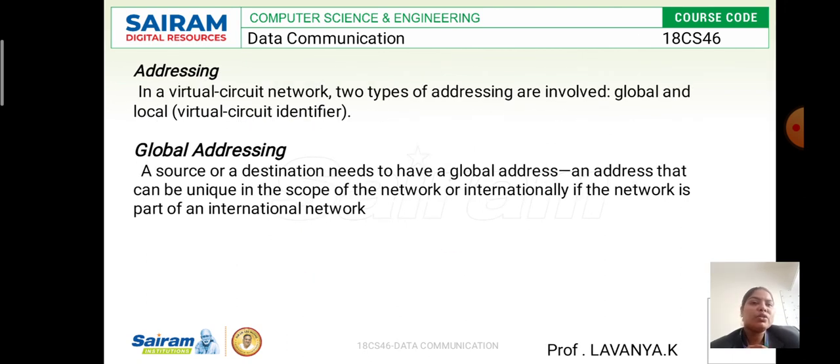And we use this for addressing and global addressing, as I said just now. The destination has a destination IP address, so we can easily find out which device is the destination device, and it can transfer the data immediately to that particular destination. Thank you.